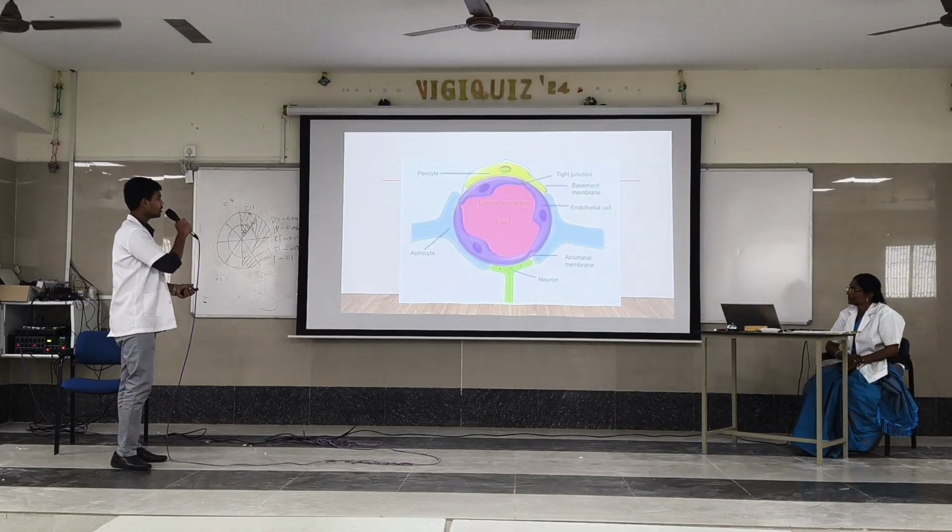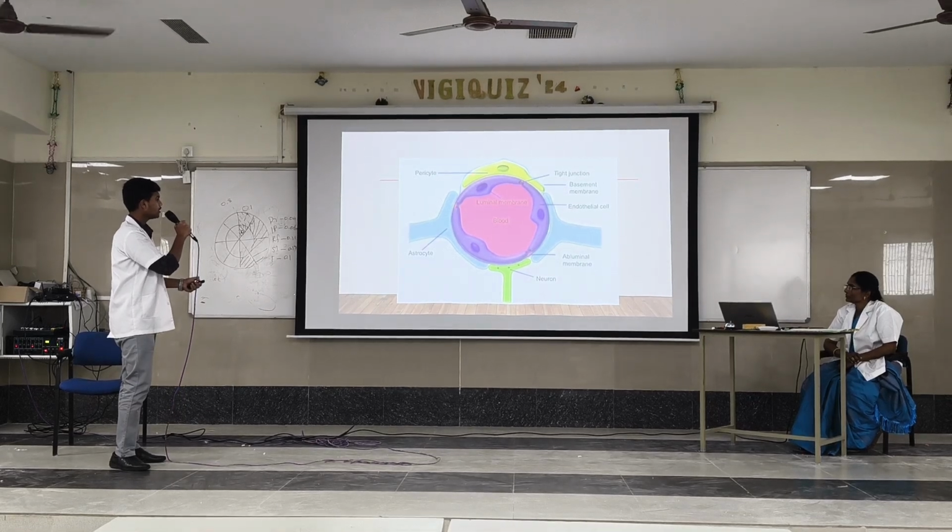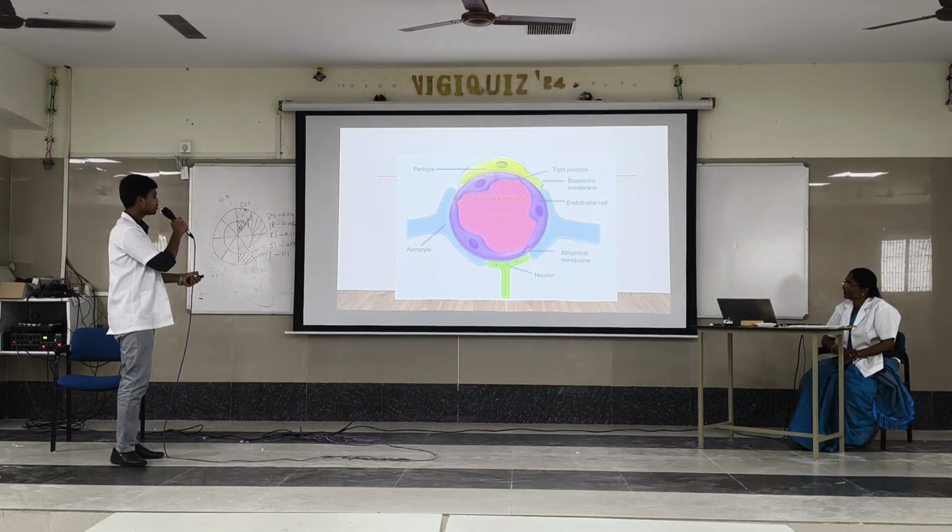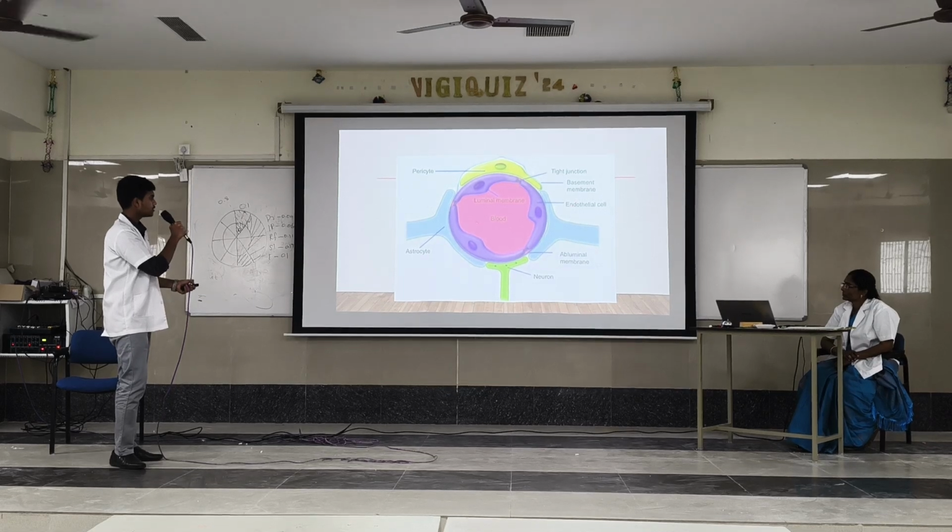This is just a representation of how the blood-brain barrier is formed. Here you can find the pericyte and the astrocyte, the end feet of the astrocytes, and how it is formed in the brain tissue. It is just a representation.